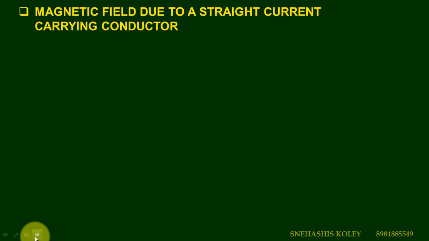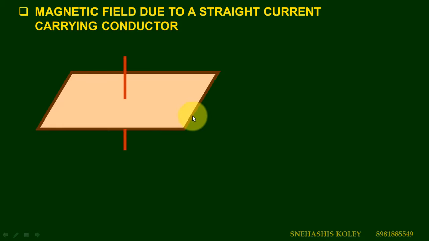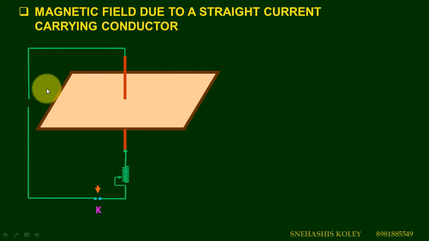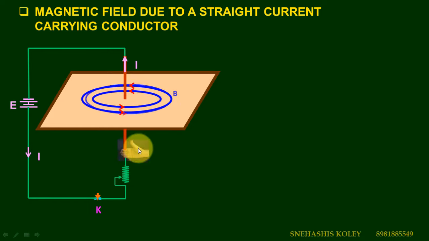Now, the magnetic field due to a current carrying conductor. As you can see here, a current carrying conductor is placed through a cardboard and it is connected to the battery. If the key is pressed on, a current will flow through the conductor, and according to the right hand thumb rule, when the current is moving in the upward direction, the magnetic field lines will be in the anti-clockwise direction.